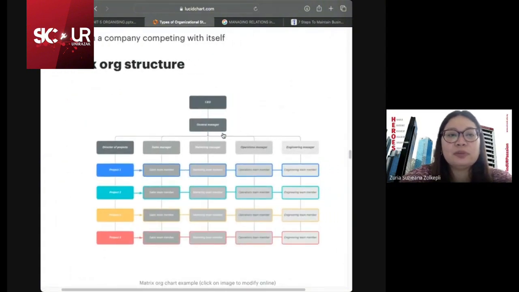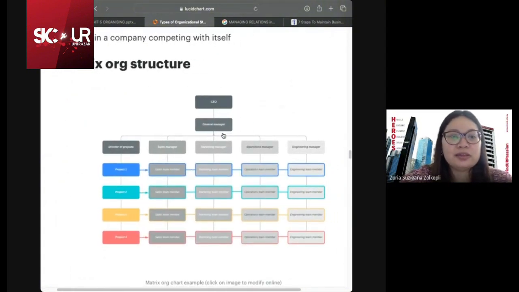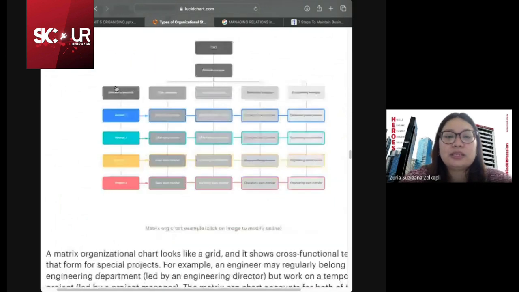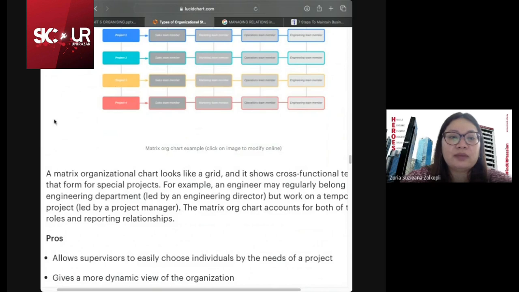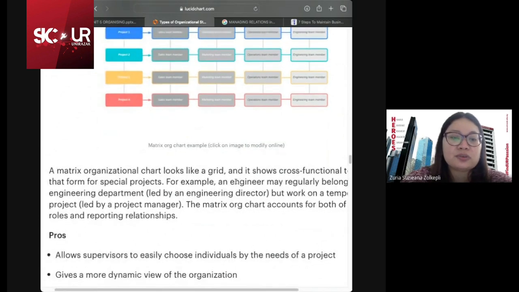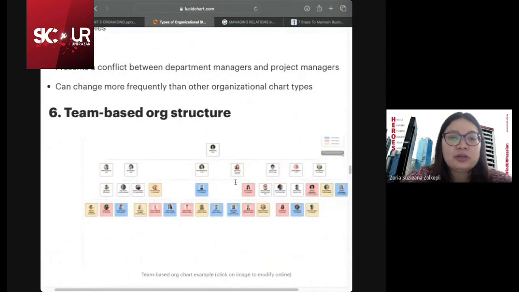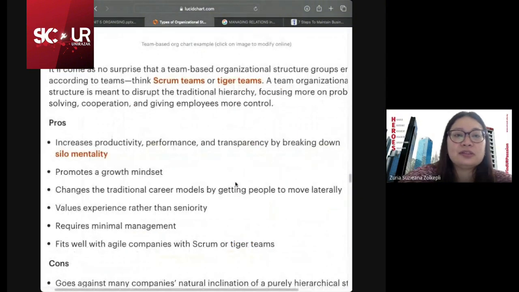Matrix is a combination of so many things, all right? It can be project and then it can be, so matrix is like a hybrid combination of everything. So it can be like a grid, showing cross-functional and so on, right? And then they also have team and the rest.